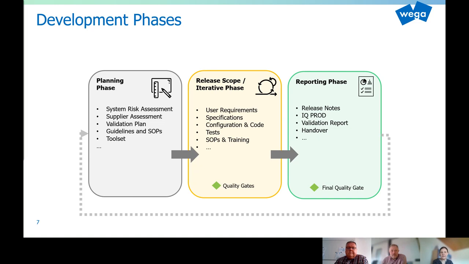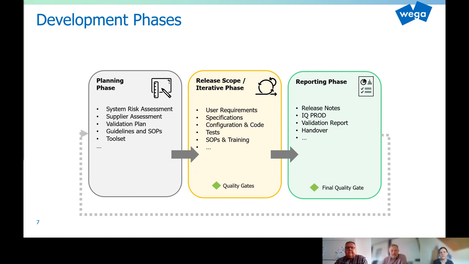In the iterative phase, we include all specification, design, build, and test activities. Artifacts like user requirements, functional specification, developed features or tests are created and approved during this phase in an incremental way, controlled by defined quality gates. And the full traceability is ensured by the toolset.